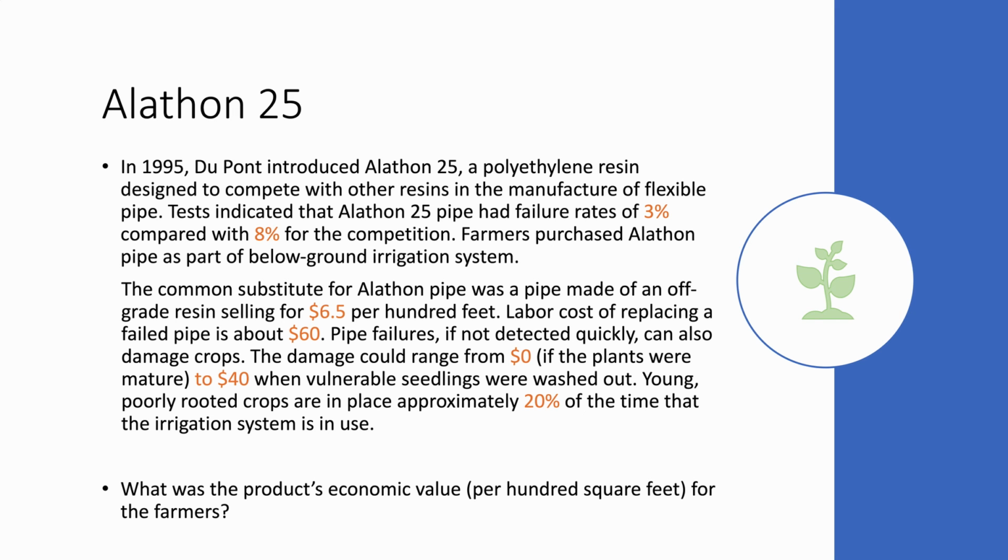Pipe failures, if not detected quickly, can also damage crops. The damage could range from $0 if the plants were mature to $40 when vulnerable seedlings were washed out. Young, poorly rooted crops are in place approximately 20% of the time that the irrigation system is in use. So what was the product's economic value per 100 feet for the farmers? Pause the video and write down your answer.